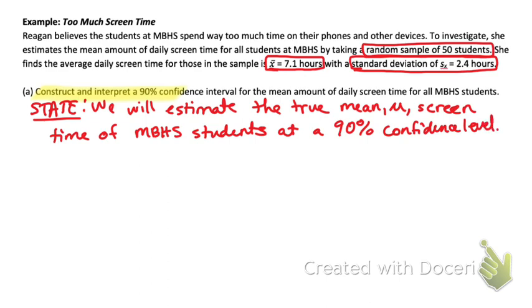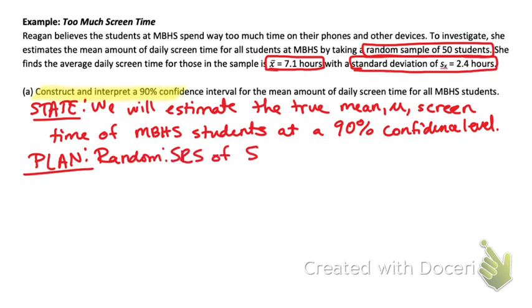Again, we will estimate, because we're making an interval that gives an estimate for the truth, the true mean, mu, screen time of McKinney Boyd High School students at a 90% confidence level. That's my introduction statement. Everybody now knows what we're about to do. Next. Plan. Random. Do we have a random sample? We have an SRS of 50 students.